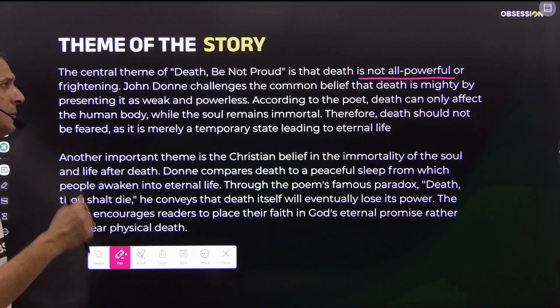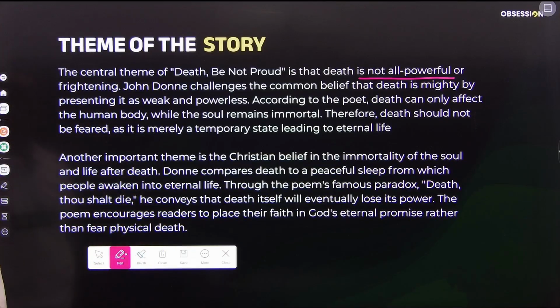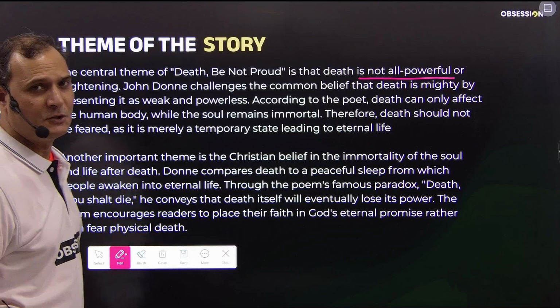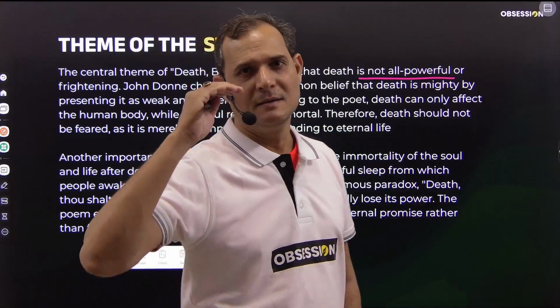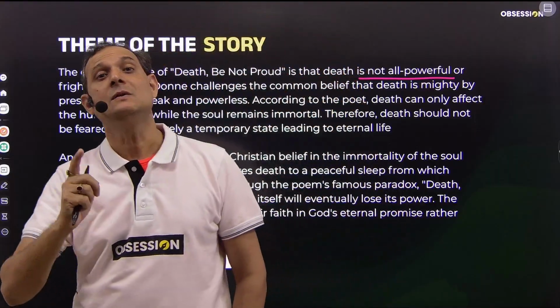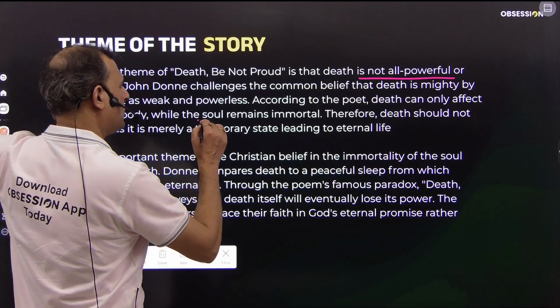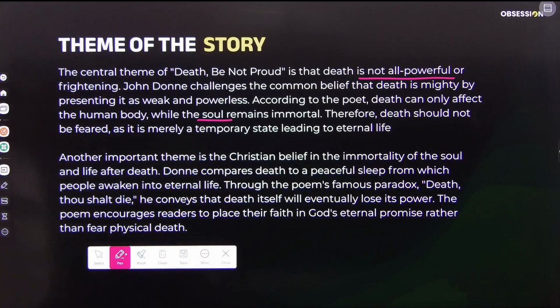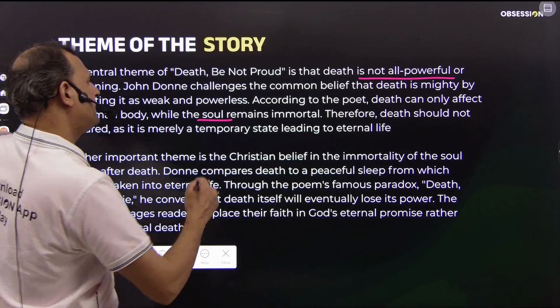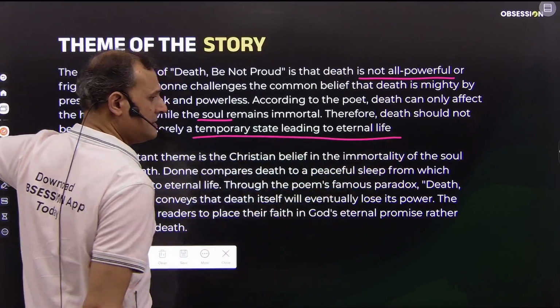John Donne challenges the common belief that death is mighty by presenting it as weak and powerless. John कहता है, look यार, दुनिया कहती है कि मौत सबसे ज़्यादा पावरफुल है, मैं कहता हूँ death is weak. So he's challenging that idea of death being all powerful. According to the poet, death can only affect the human body while the soul remains immortal. Therefore, death should not be feared. मैंने कहा ना, इसे हमारे पोएट ने लिखा कि मौत अंत है नहीं तो मौत से भी क्यों डरें. हाँ, as it is merely a temporary state of leading to eternal life.